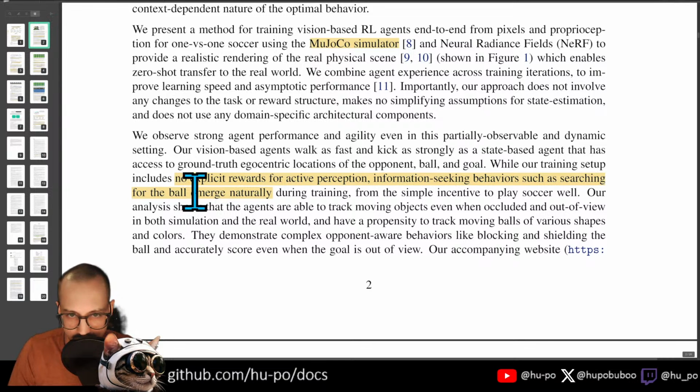I tend to be along the path of no reward shaping. I think that we're going to figure out reinforcement learning algorithms that don't require extremely manicured and shaped rewards, as opposed to the LLMs writing the rewards for us. But the jury's still out. We don't know which one of those two methods is going to work better.